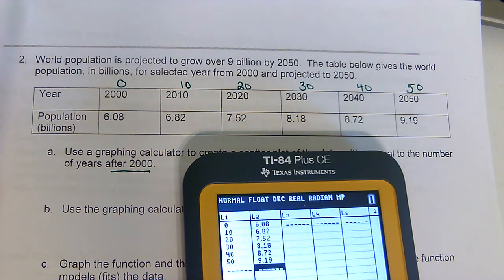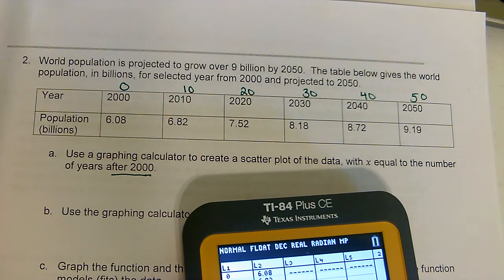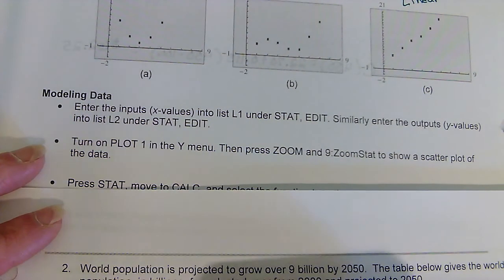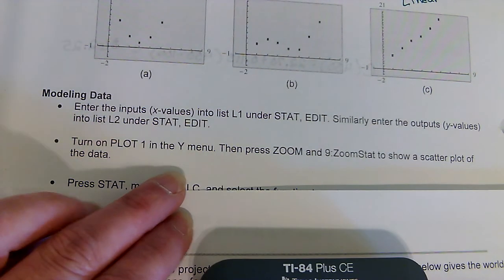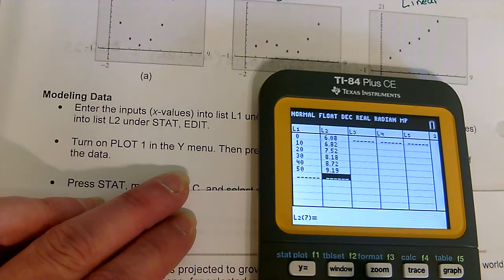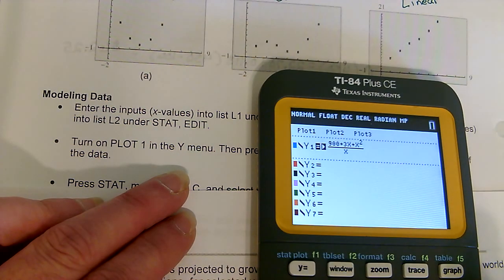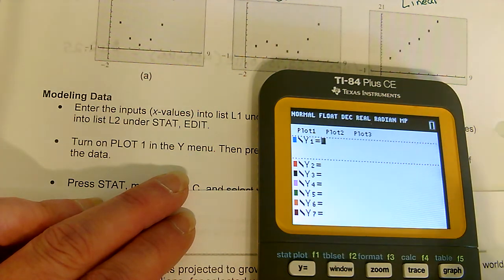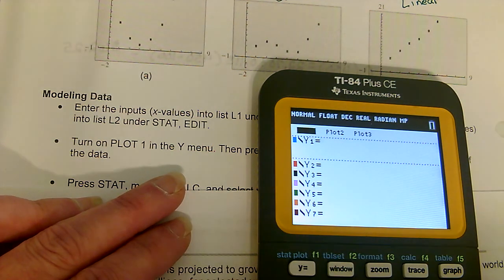The first thing we want to look at is the scatter plot. Just like there, we need to know what we're dealing with. So we need to turn on plot 1 in the Y menu. The first thing I'm going to do is go into Y equals and clear out anything else. And do you see where it says plot 1 up at the top? I'm going to go up arrow and hit plot 1. Hold on just a second.